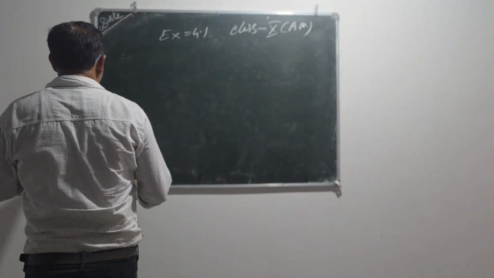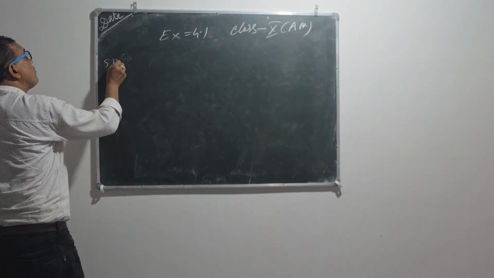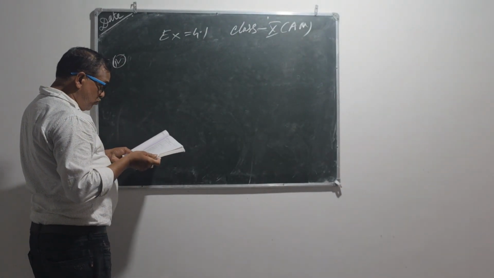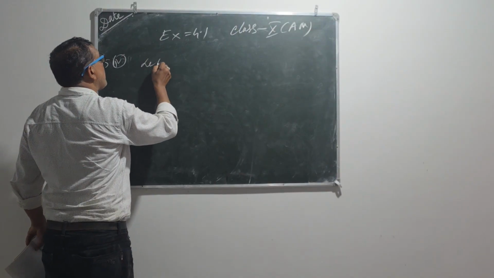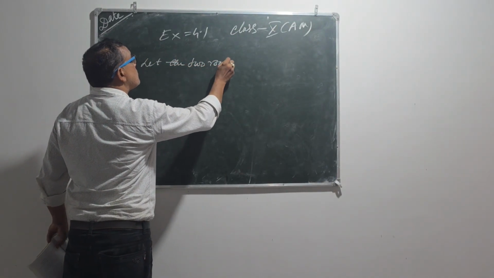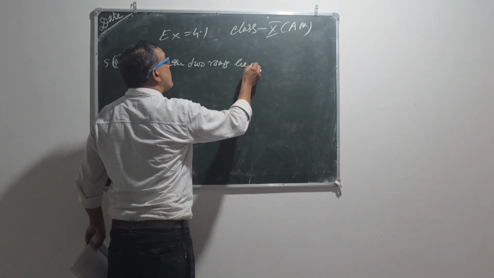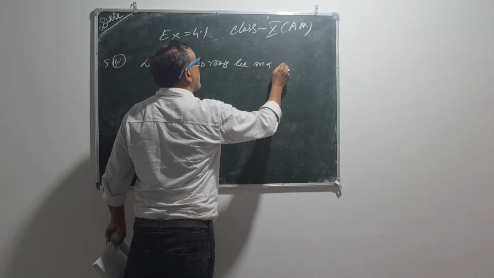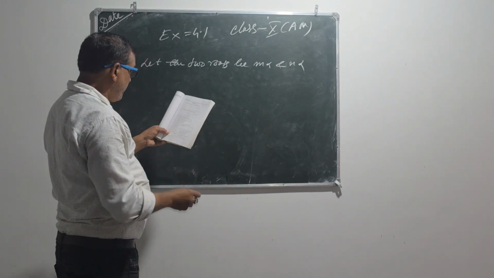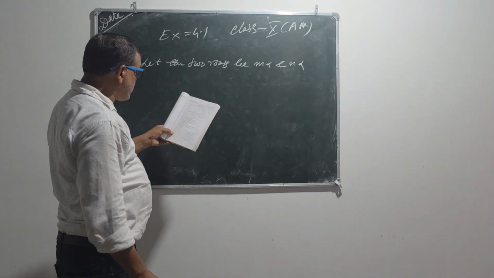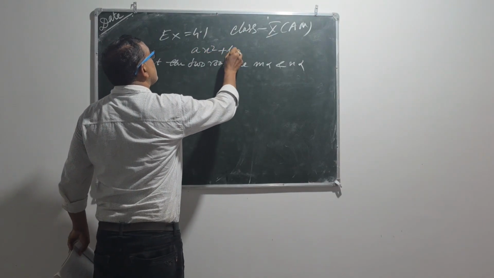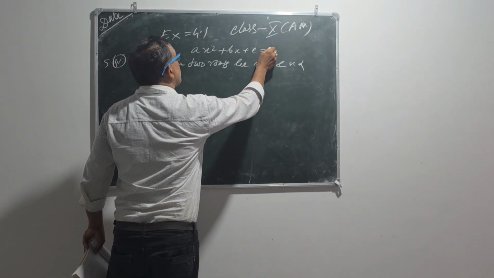So number 5, number 4. Let the two roots be m alpha and n alpha. What is the equation here? The equation is ax square plus bx plus c equals 0.